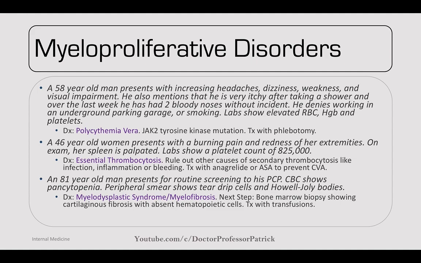And you want to rule out that he's got any form of carbon monoxide poisoning, like working in a parking garage or smoking, that would increase his baseline hemoglobin. And you can treat this with phlebotomy.